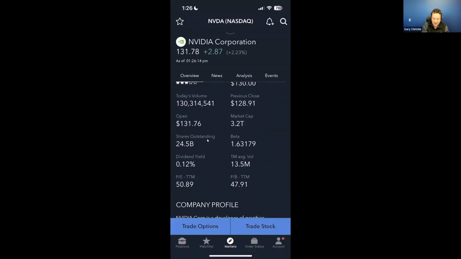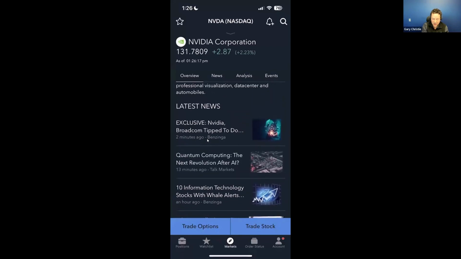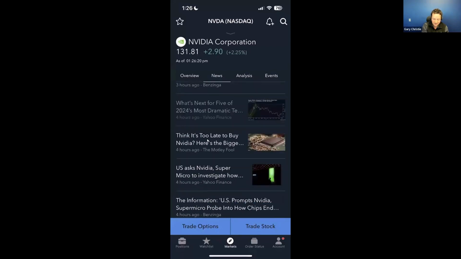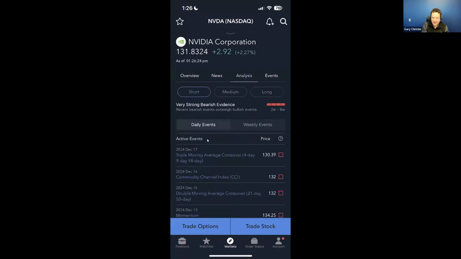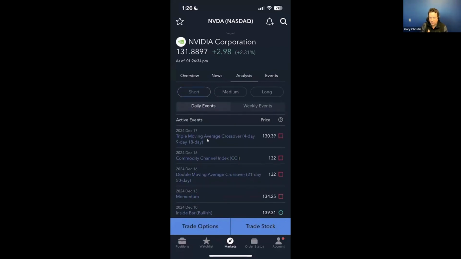You can trade the stock. There's lots of information. All the news is here, by the way, if you want to dig into the news. But really, we can go into analysis, and then jump into technical events. This is a quick way of understanding technical insight and looking at the stock from a short-term, medium-term, and long-term bias.